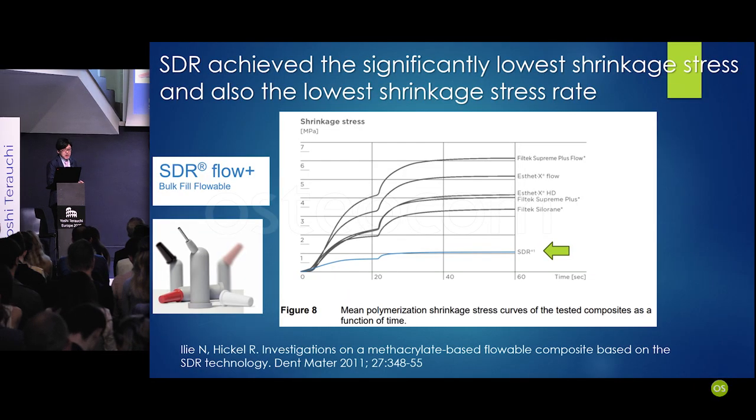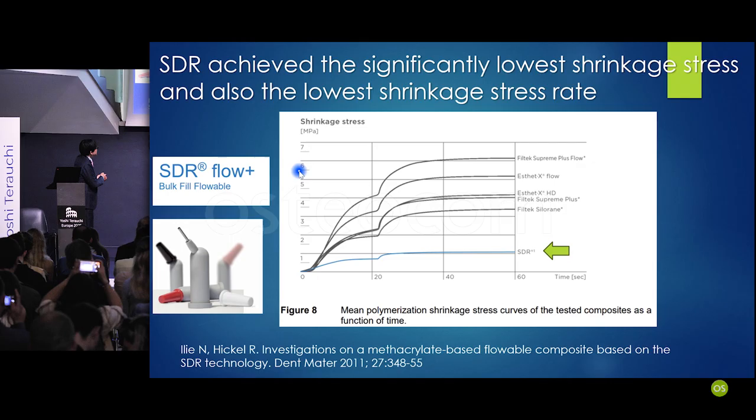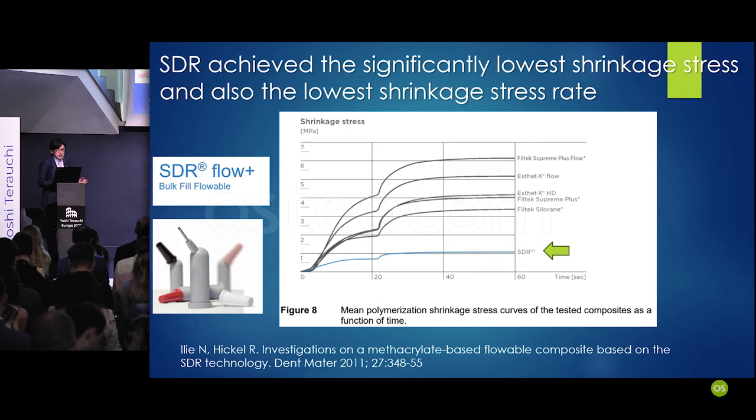This is very good. I also use SDR. This is also a Dentsply product. Why do I use this product? Because look at the shrinkage stress. This product shows the lowest shrinkage stress. Okay? So the drawback of using composite is polymerization shrinkage. But this product has very low shrinkage stress. So that's why I want to use this product.